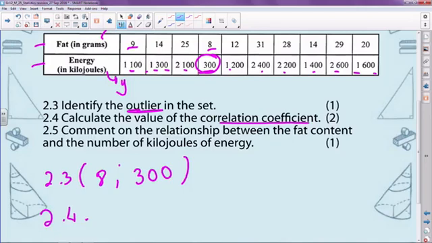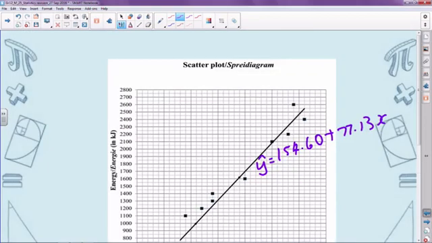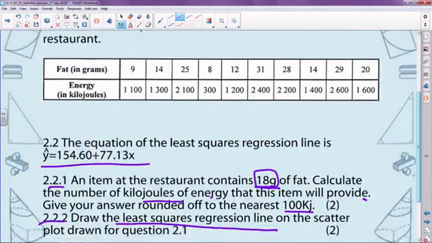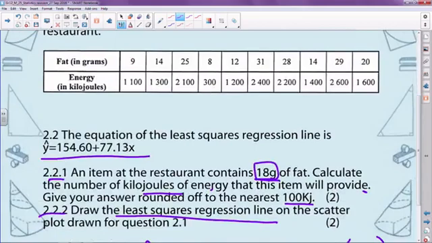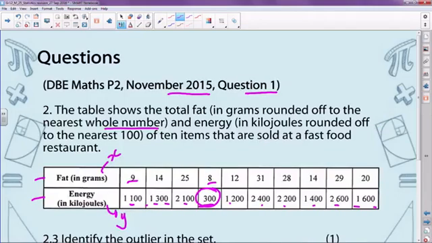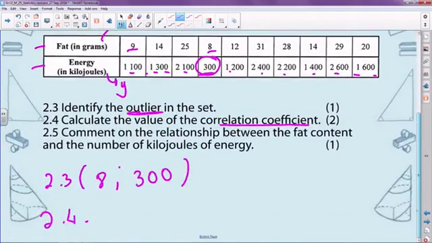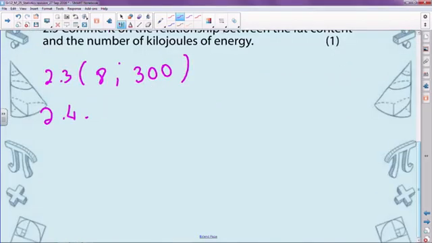Now this one is very interesting, because in this question you didn't have to work out the equation of your least squares regression line. Remember, if I go back and show you, this was actually given to you. So in part 2.2 of the question, they gave you the equation of the least squares regression line. You didn't have to work it out. And now they're asking you for the correlation coefficient. So it's interesting. What do we do there? Okay, there's different ways that you could work this out.